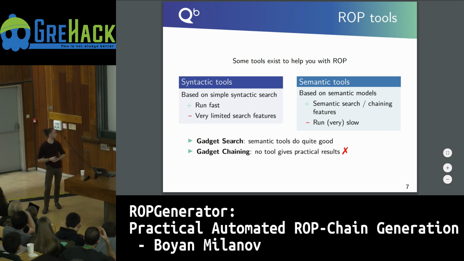In practice, for gadget search, finding a single gadget, semantic tools do quite well, so they can be very helpful. But when it comes to gadget chaining, you don't really have a tool that gives you very practical results in reasonable time. So that was the motivation to write ROP Generator, because we wanted a tool that could do gadget search and gadget chaining in an efficient manner.